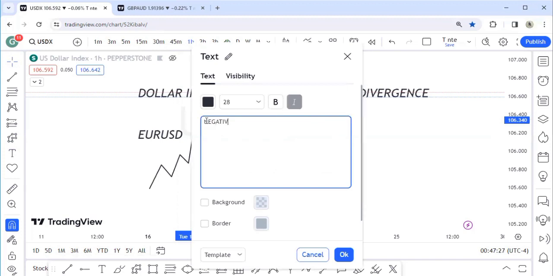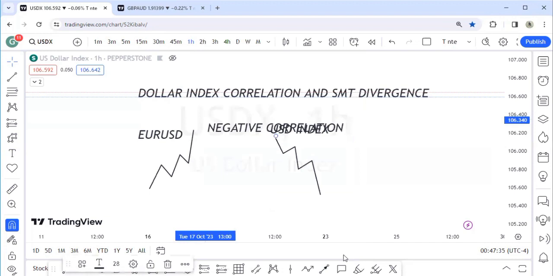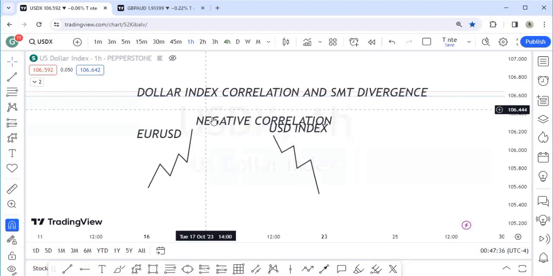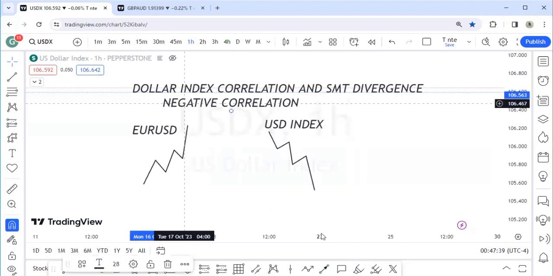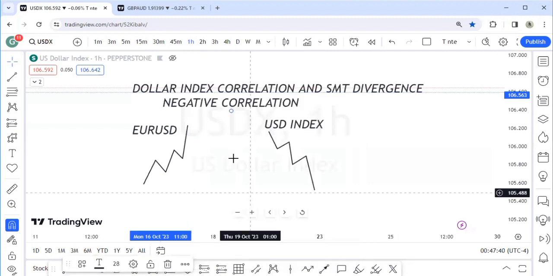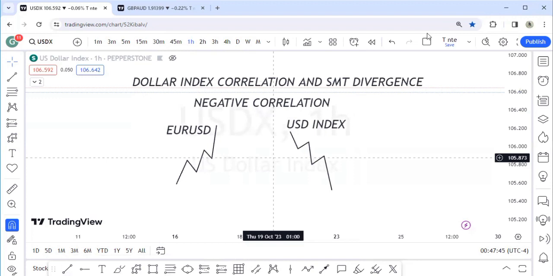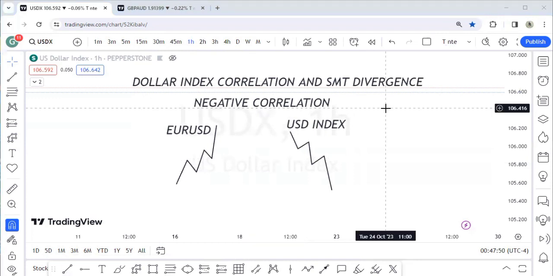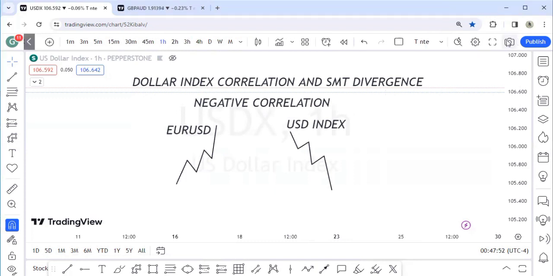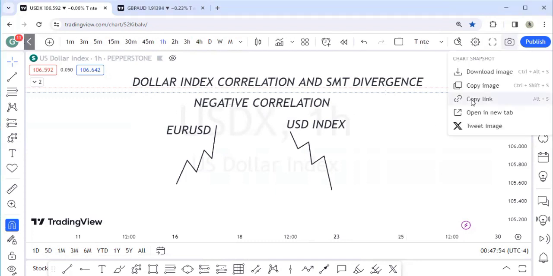It's negative correlation. So this is the relation between the dollar index and the euro dollar. They have a negative correlation. They're negatively correlated, right? Meaning that anytime you see euro buying, I'm sure you see dollar index selling. It's very rare you see them doing the same thing, right?